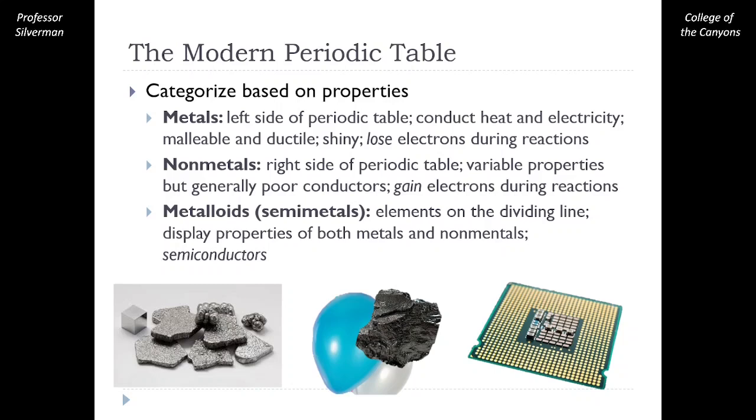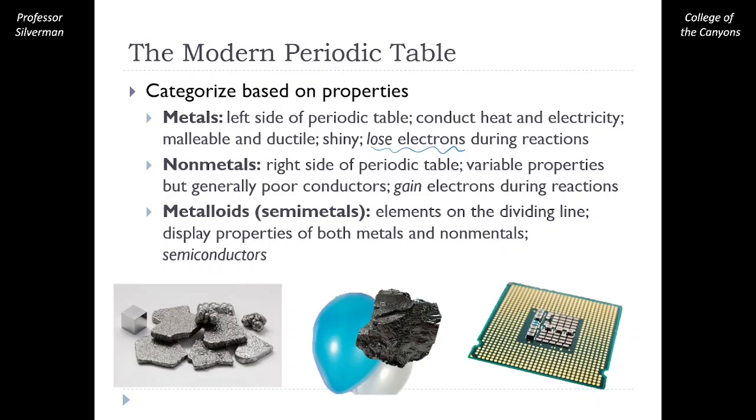Metals behave like we expect them to. They are hard, shiny, conduct electricity, conduct heat. In terms of chemistry, they will lose their electrons during our reactions. And our metals get to exist on the bottom left of our periodic table.